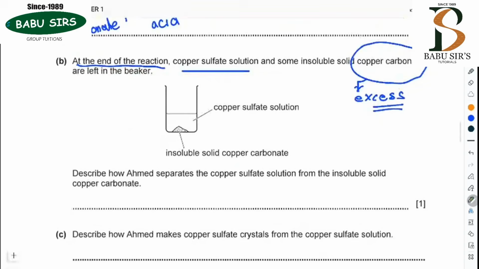Now let's see what is asked here. Describe how Ahmed separates the copper sulfate solution from the insoluble solid. Now how will you separate this? So it is very simple. You can just separate it by filtration.